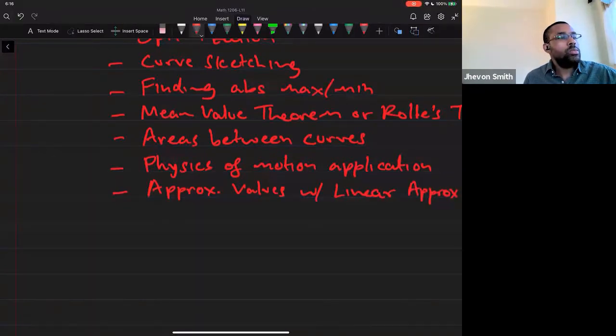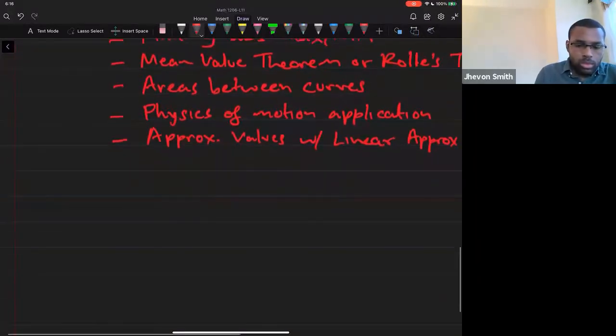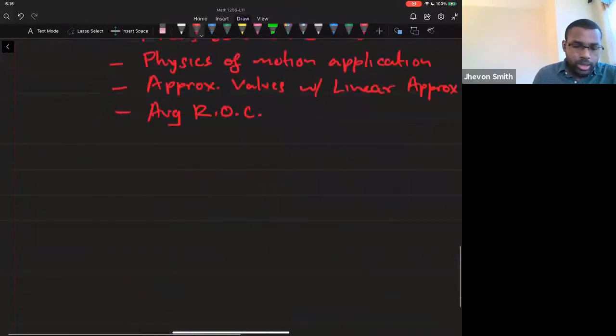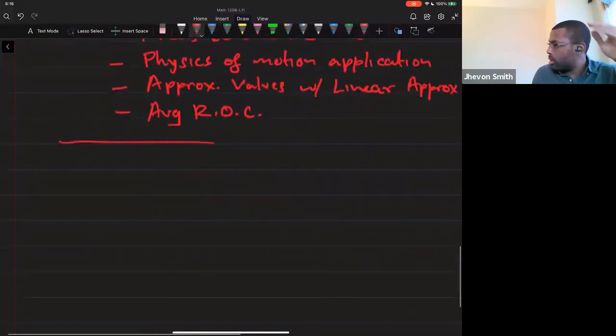What else? Maybe throw in an average rate of change problem for easy points, which is a lot. So that will cover pretty much everything.